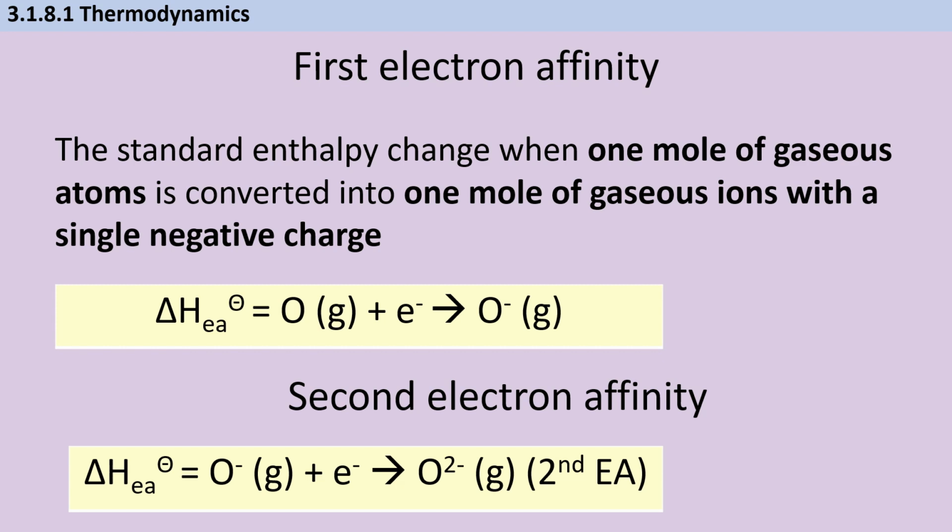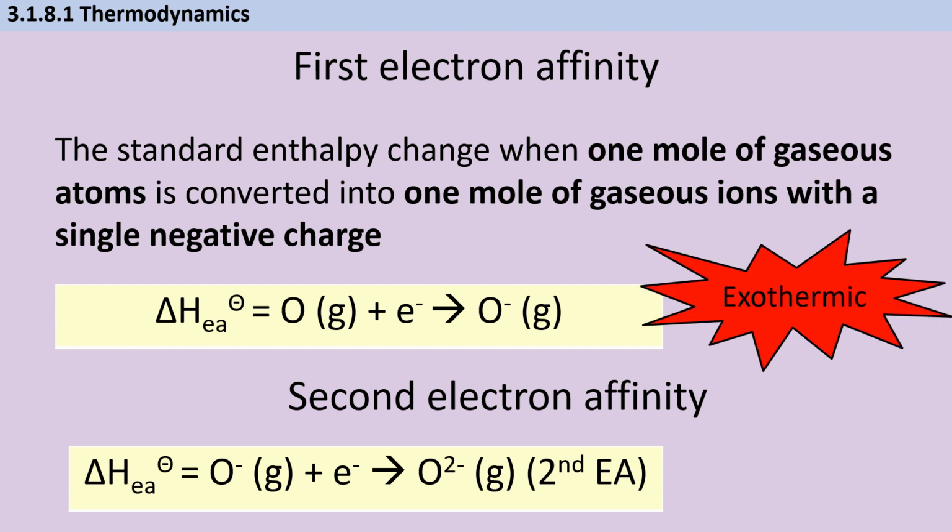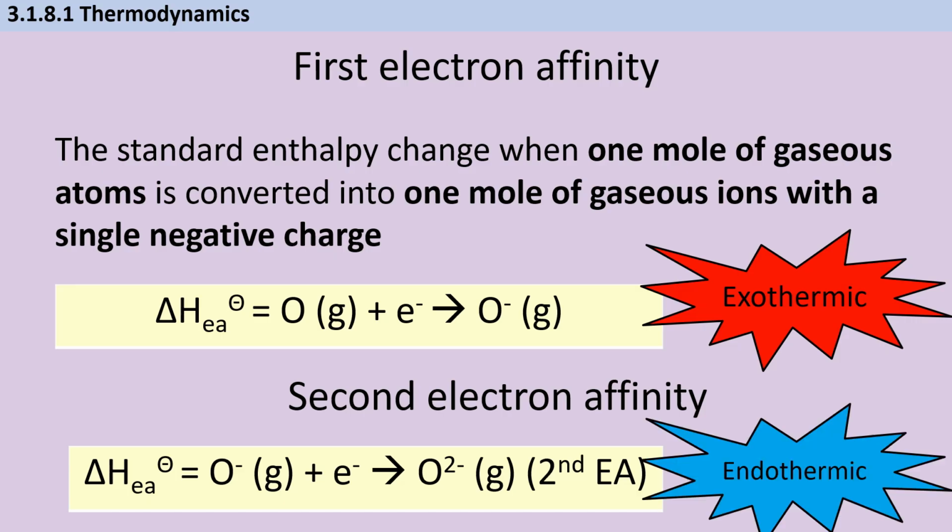The first electron affinity of a non-metal is going to be exothermic, while the second or third will be endothermic, because we're adding an electron onto something that is already negatively charged, and that negative ion is going to repel the new electron that's being added.